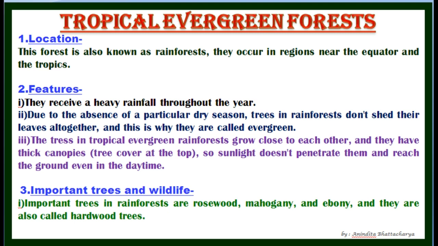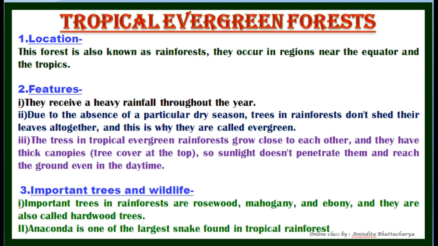Important trees and wildlife in tropical evergreen forest. Important trees in rainforest are rosewood, mahogany, ebony. They are also called the hardwood trees. Remember, anaconda is one of the largest snakes found in the tropical evergreen forest.